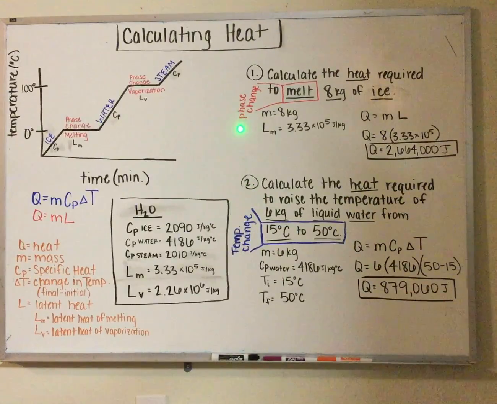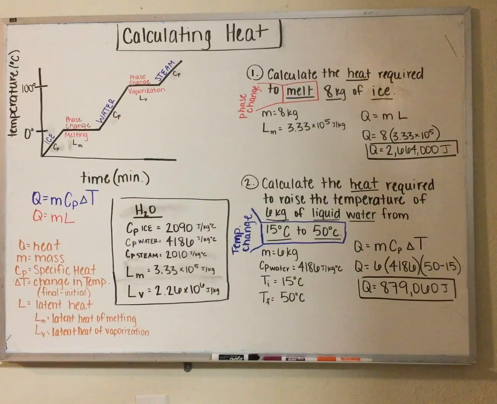So there's two formulas that we're looking at, and it's going to be two different processes that you're looking at. So you are either going to be dealing with and calculating from your word problem, it's either going to be talking about a phase change section of the graph, or the word problem will be talking about a temperature change section of the graph.